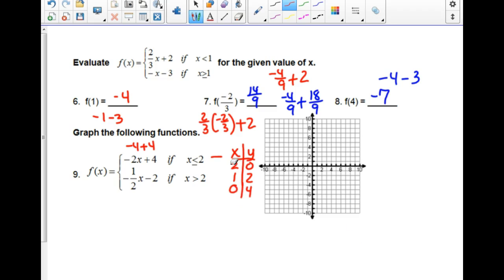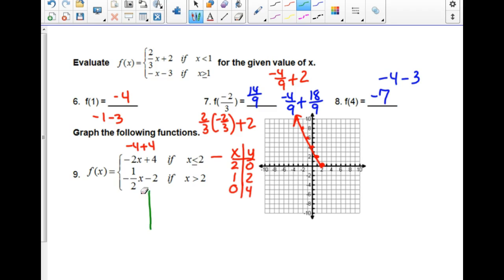So I know that at 2, 0, I have a solid dot because it includes that point. 1, 2 is the next one, 0, 4. And that slope was down to right 1, so I can go in reverse up to left 1 if I want to get some more nice points. And this is that piece of the line. You don't go any further because it's stopping at 2.